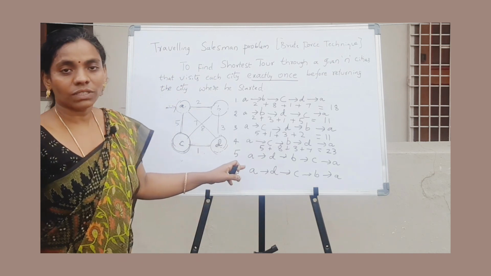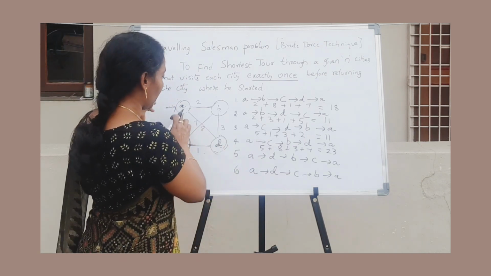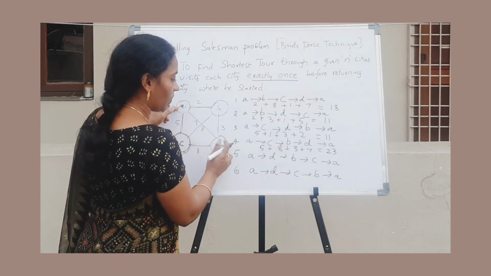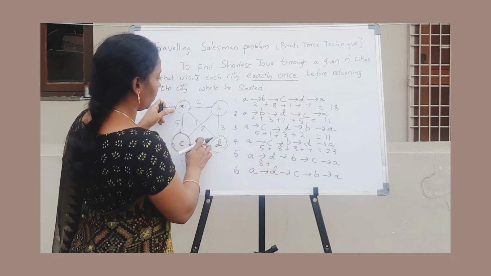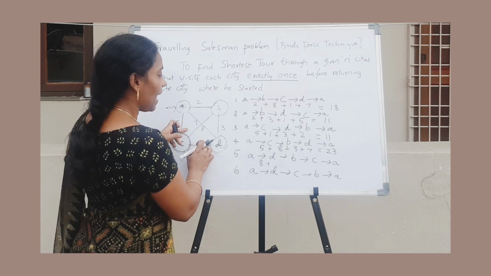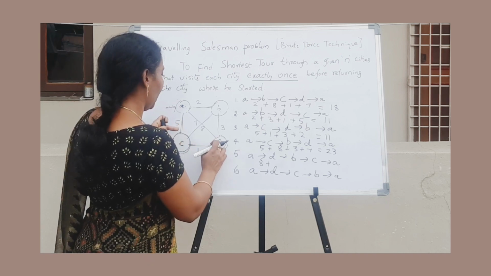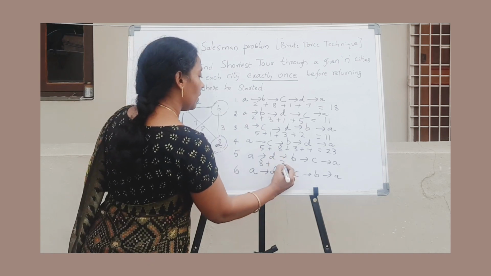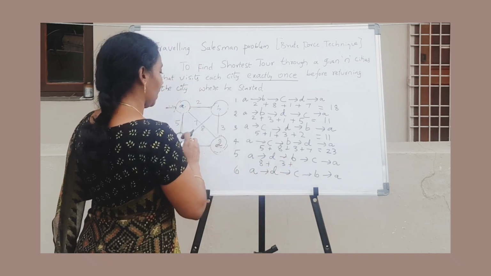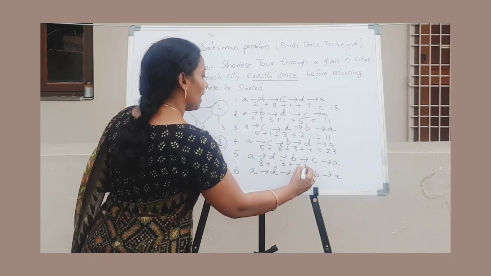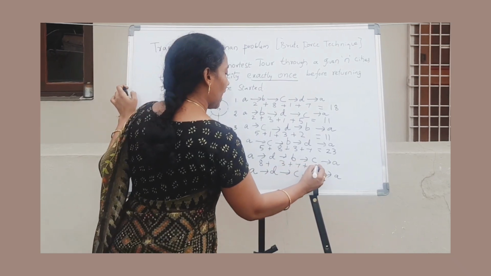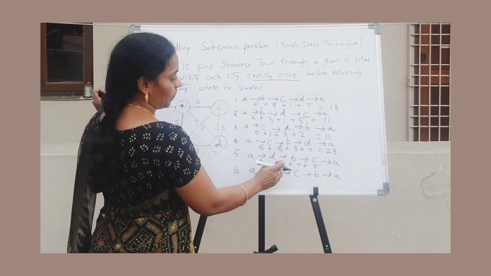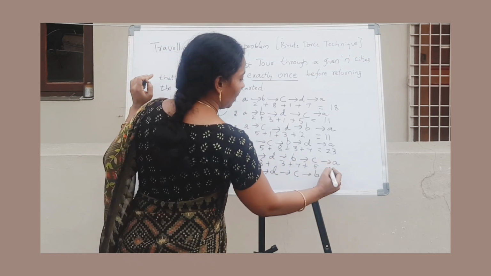Okay, so now the other possibility is that he is going to travel from A to D first, so the cost is 8, A to D the cost is 8, and then from D to B the cost is 3, from B to C the cost is 7, and from C to A the cost is 5. So now we are adding all these things, we get 10, 18 plus 5 is 23.